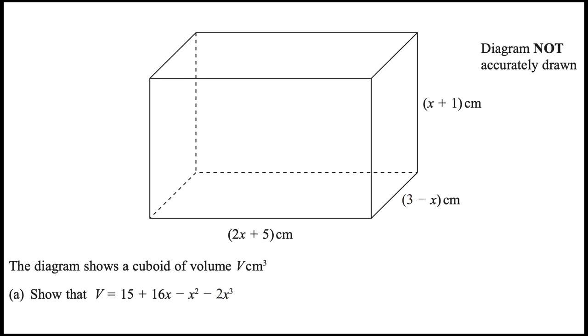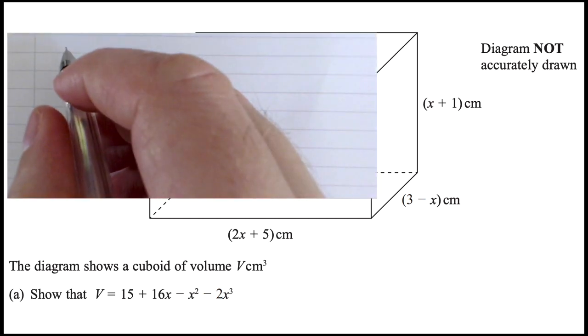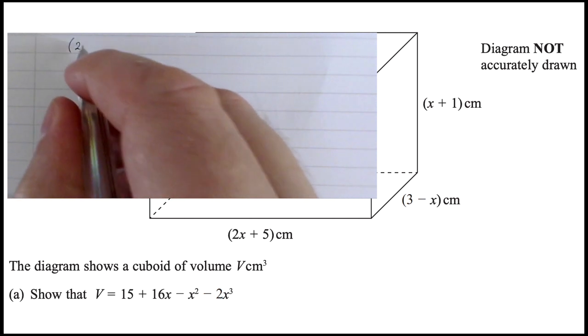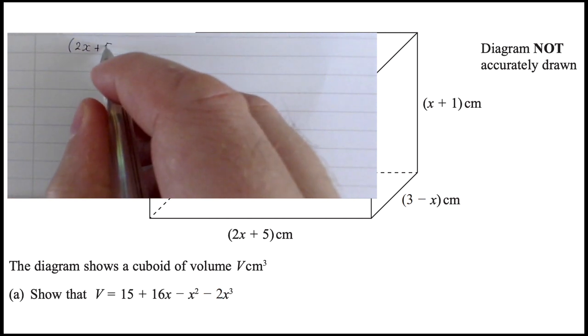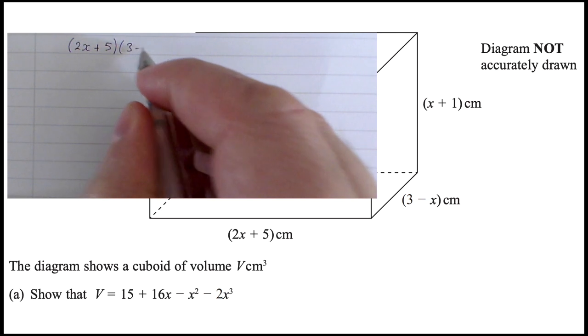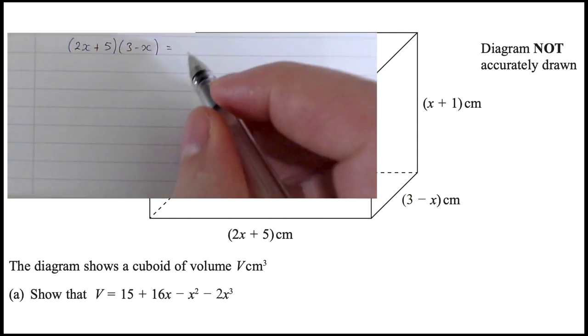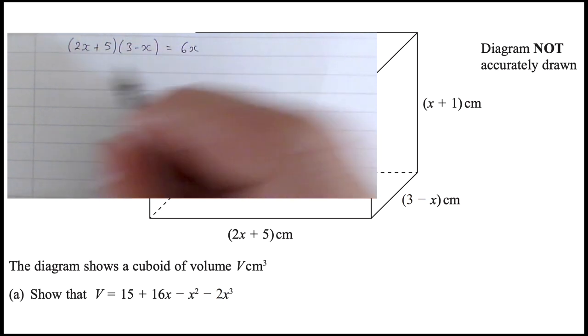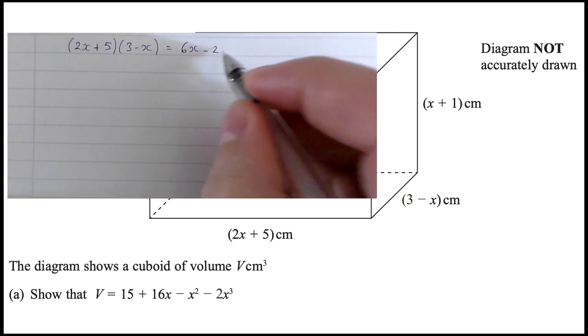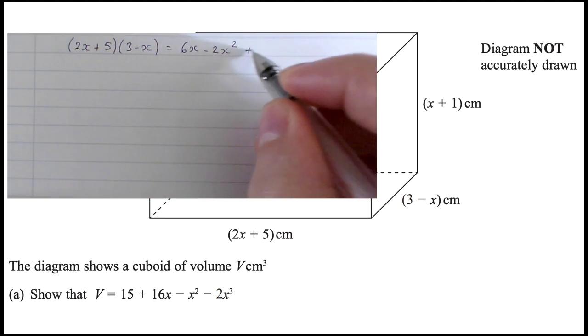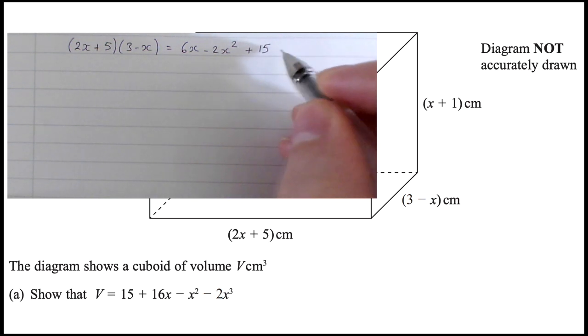So for the first part, we're just going to multiply the width by the depth by the height for a normal volume. It just happens to be an algebraic one, that's all. So should we do the easy ones first? 2x plus 5 multiplied by 3 minus x, just a standard FOIL, isn't it? So firsts, outsides, insides, lasts. I think that's going to give me 6x minus 2x squared plus 15 minus 5x.